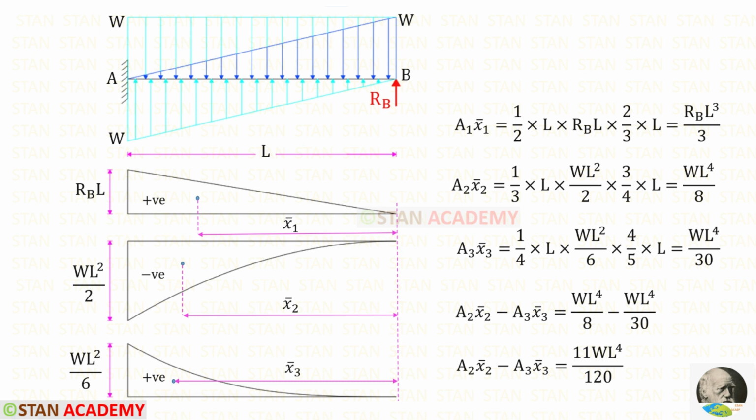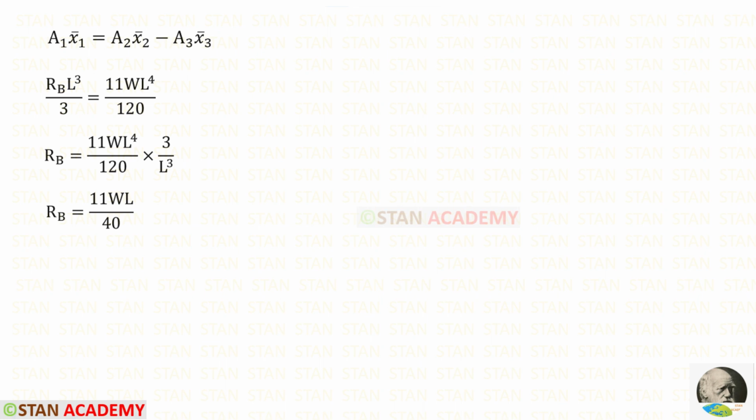Now let us subtract area 3 x3 bar by area 2 x2 bar. When we do that, we will get 11 WL power 4 upon 120. We have found both of these. Let us apply them. Let us take L cube upon 3 to the other side. It will come inversely.